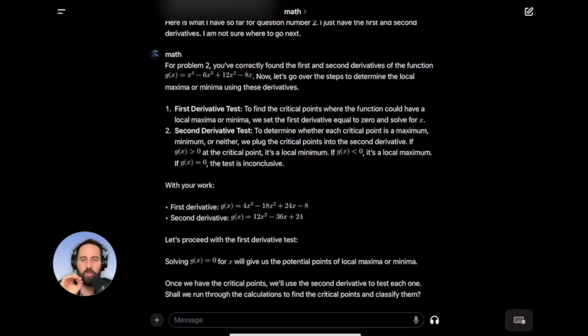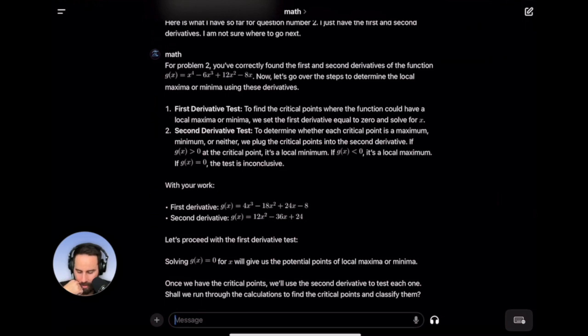If g''(x) is greater than 0 at the critical point, it's a local minimum. If g''(x) is less than 0, it's a local maximum. If g''(x) equals 0, the test is inconclusive. With your work, the first derivative is that, and the second derivative is that.